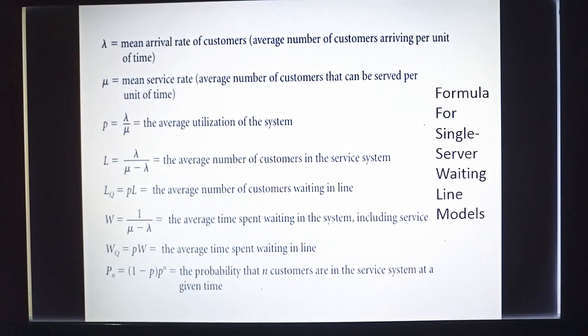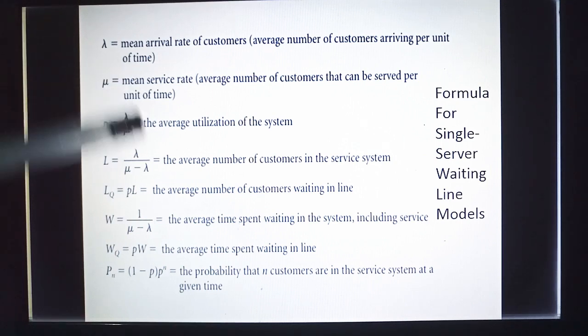Now we have here some of the formulas for single server waiting line models. We have lambda, the mean arrival rate of customers. This is the average number of customers arriving per unit of time. And then we have mu, the mean service rate. That is the average number of customers that can be served per unit of time.